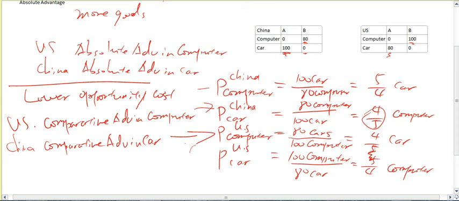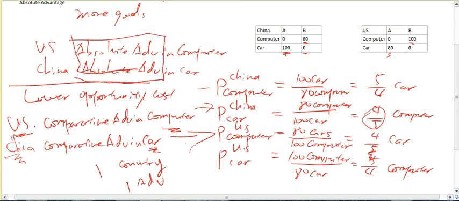The second shortcut is that for comparative advantage, it's always one country, one advantage. Once you know that the US has a comparative advantage in computers, that automatically means China must have a comparative advantage in cars. If you ever realize that one country has two comparative advantages, that means you got it wrong somewhere. But for absolute advantage, it's possible for one country to have absolute advantage in both goods.